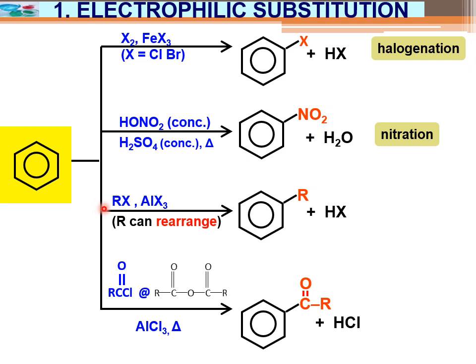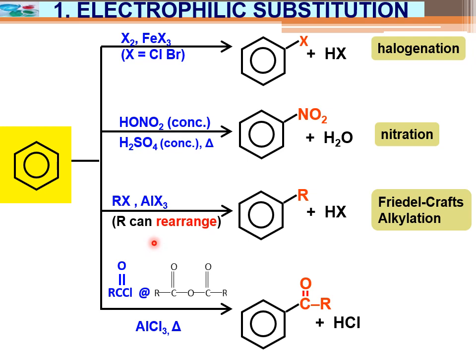The third reaction is called Friedel-Crafts Alkylation, whereby we're going to substitute R into the benzene ring. The R can vary, so depending on what you're going to put into the benzene ring, just create your halogen here. Haloalkane, halogen with R, and then the catalyst would be AlX3.